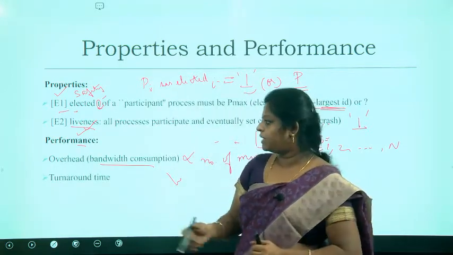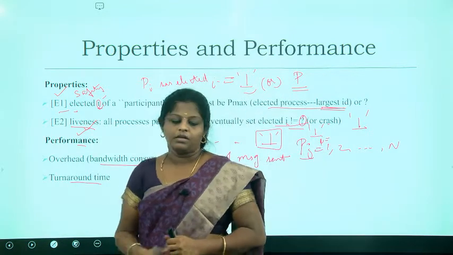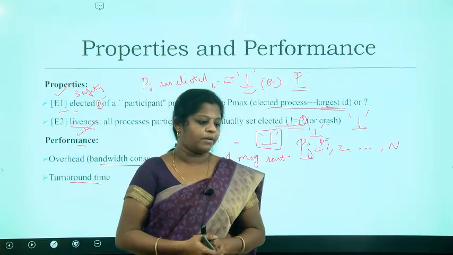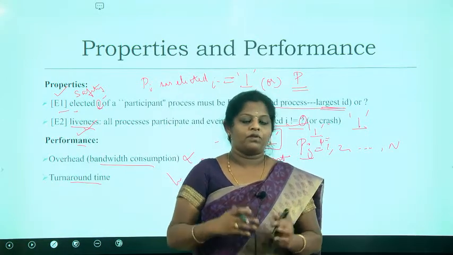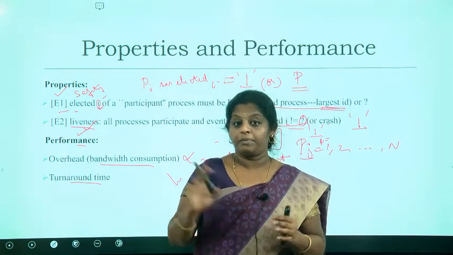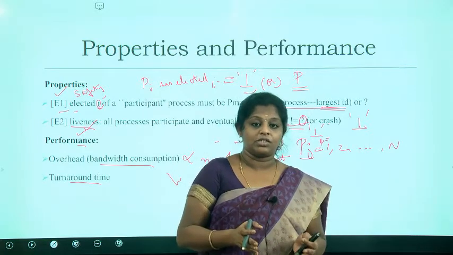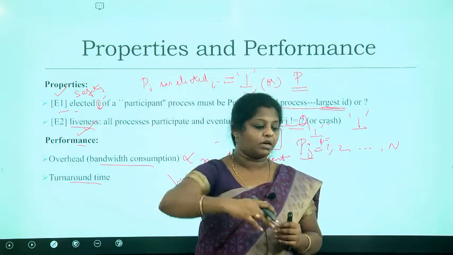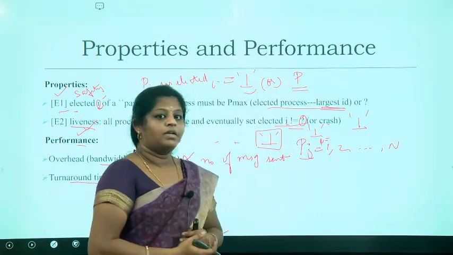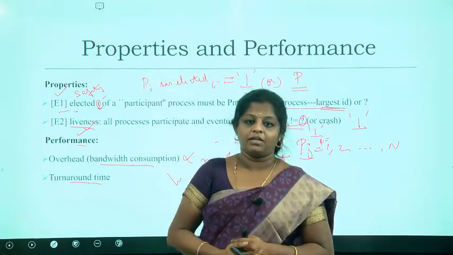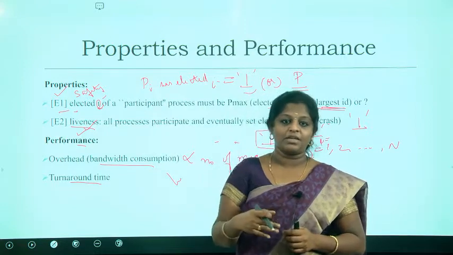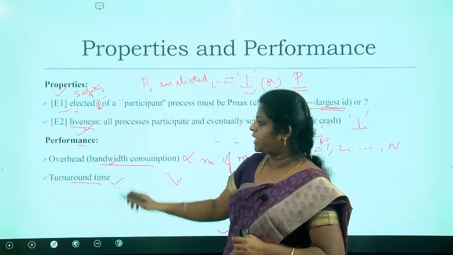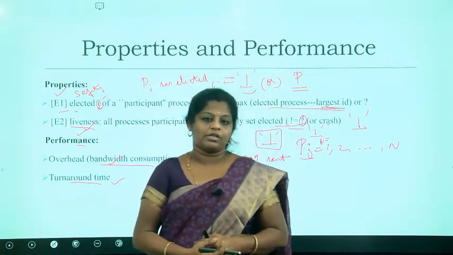Next, what do we mean by turnaround time? I think you studied it in the OS. The turnaround time is the time taken between the initiation and the termination of a single run. So these two should be taken care of in the election algorithm.